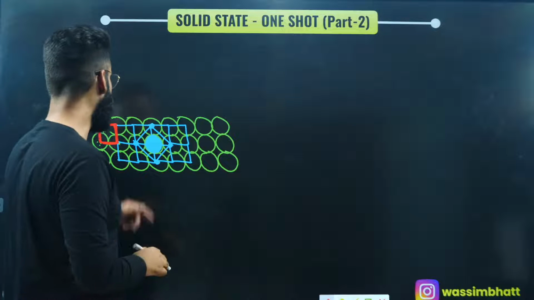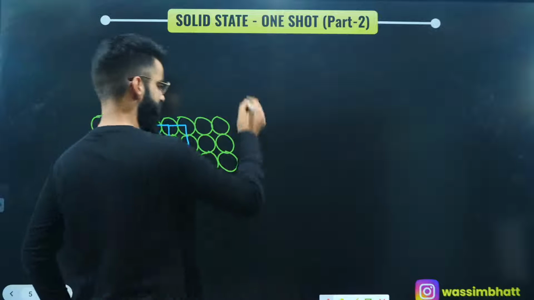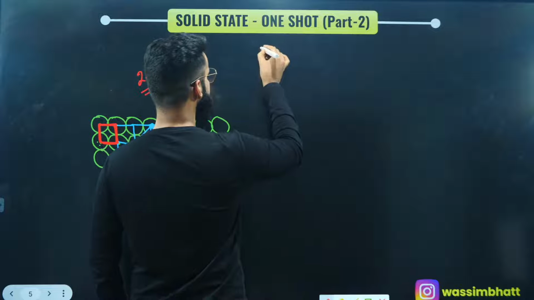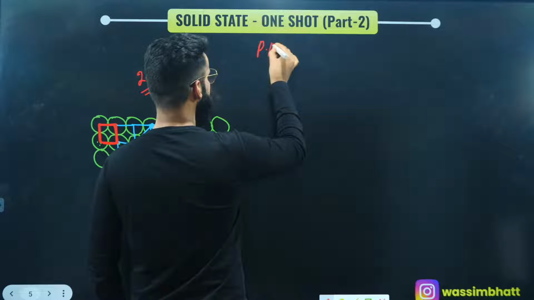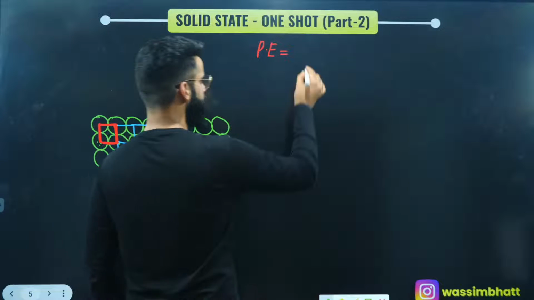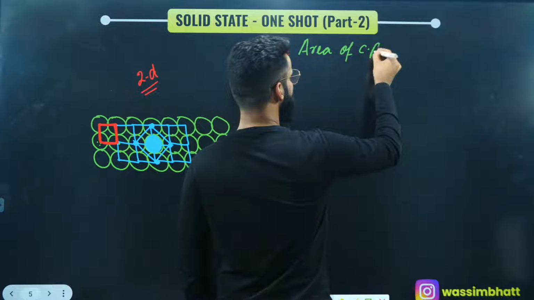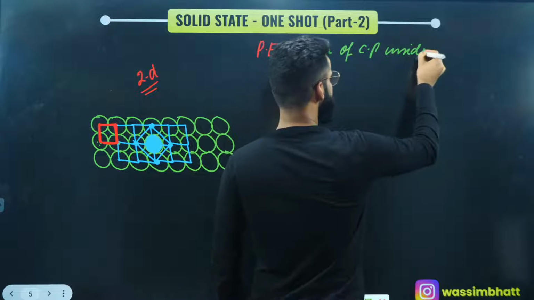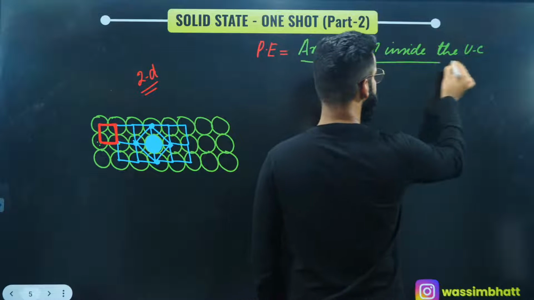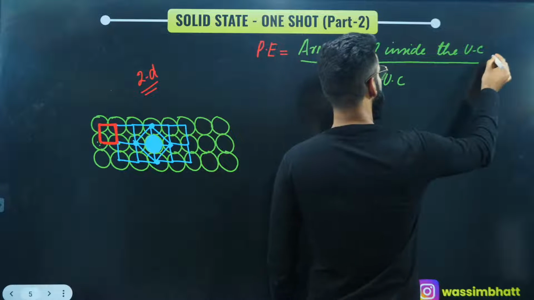Now, how do I calculate the percent packing efficiency of this square unit cell, right? See, it is first of all a two-dimensional arrangement. So in order to calculate the packing efficiency, I'll be using one formula. What is that formula going to be? The formula is going to be area of the constituent particles inside the unit cell, divided by area of the unit cell, multiplied by 100.